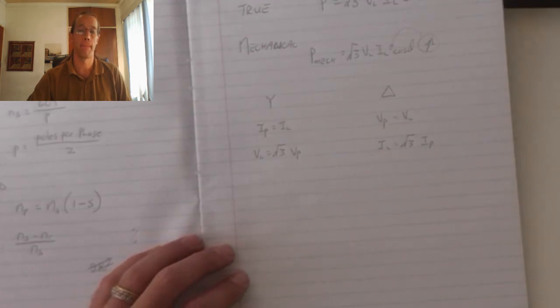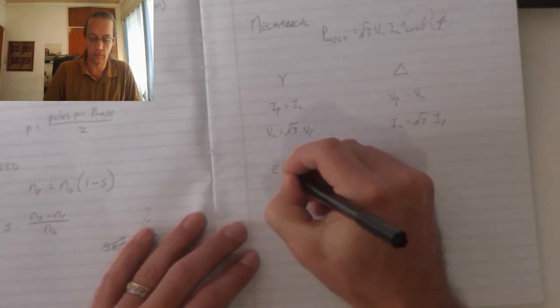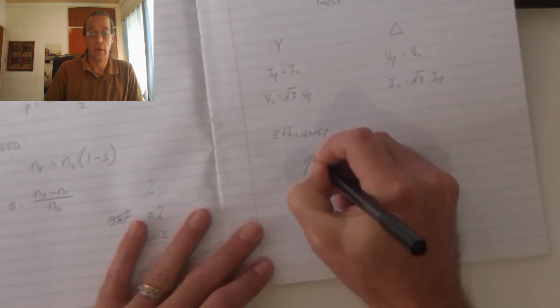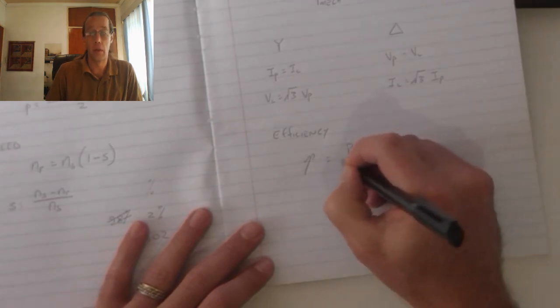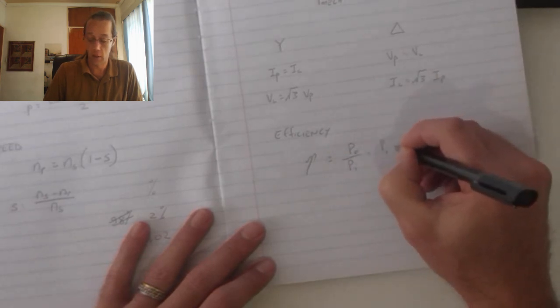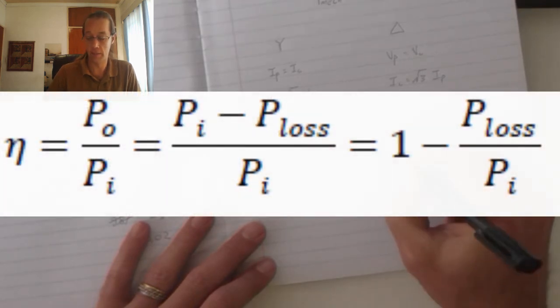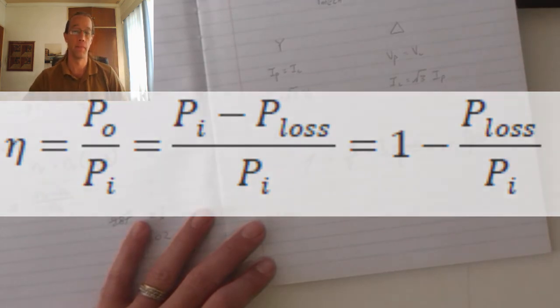Efficiency is determined as output power divided by input power, which should be the same as input power minus my losses divided by input power, which should be the same as 1 minus P loss over P in.